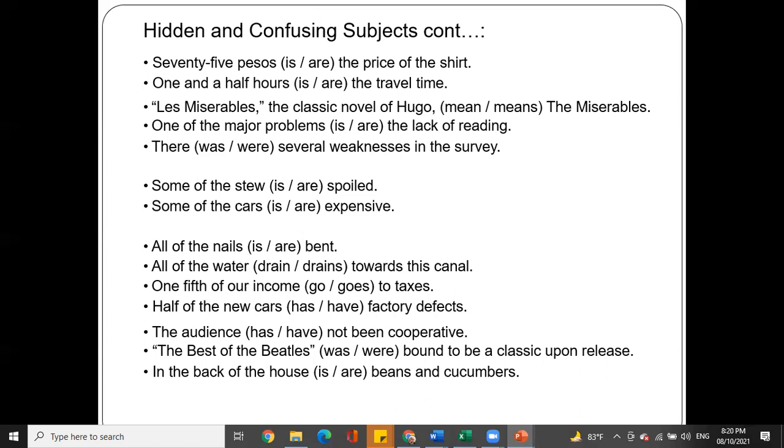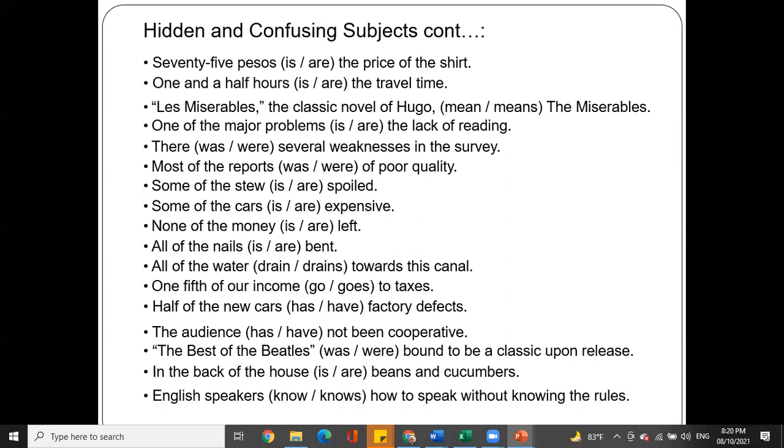Damn. Some of the cars are expensive. All, any, more, most, none, some. Most of the reports here were of poor quality. All, any, more, most, none, some. None of the money is left. Money is a mass noun. None of the money is left.